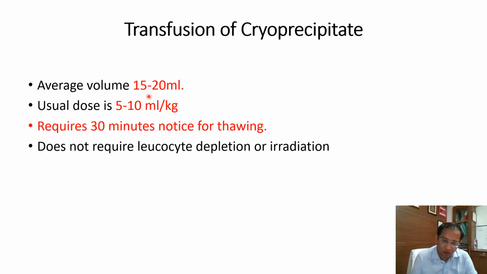The transfusion average volume is around 15 to 20 ml. The usual pediatric dose is 5 to 10 ml per kg. It also requires 30 minutes notice for thawing. So 5 to 10 ml or 10 to 15 ml per kg is the usual dose. Another dictum that pediatricians generally follow is that they give 1 unit per kg.